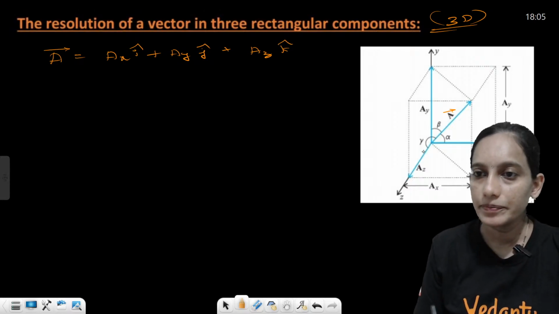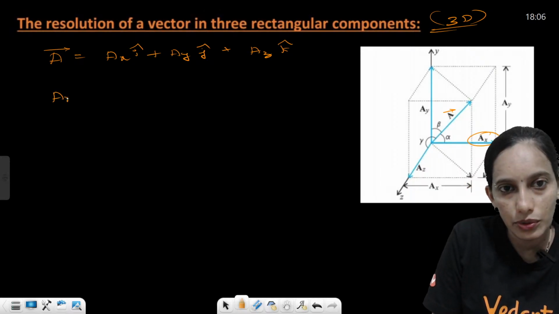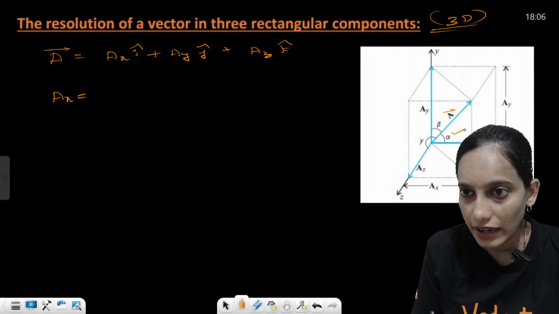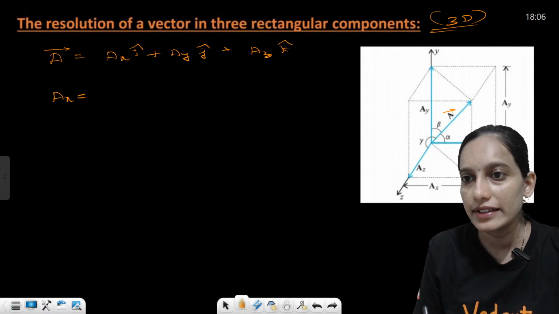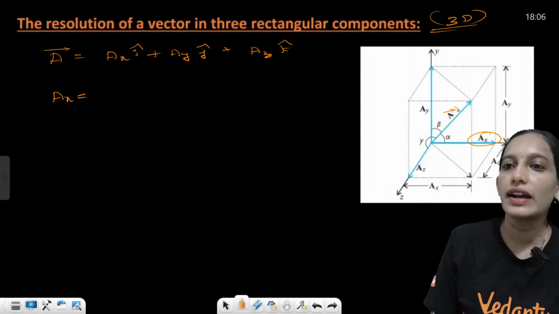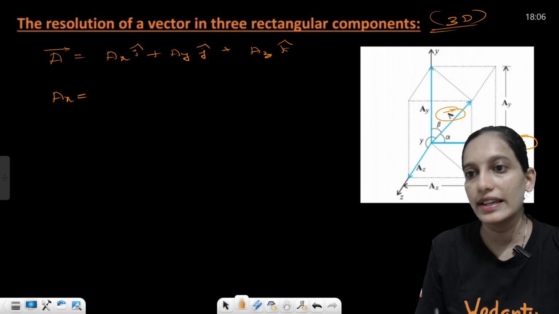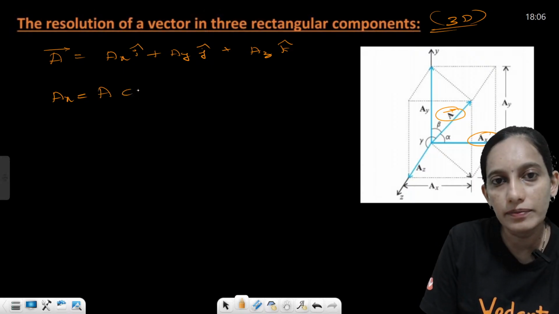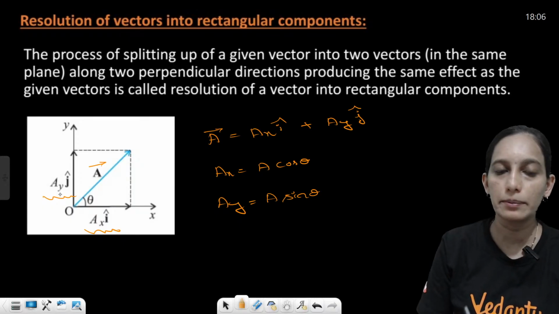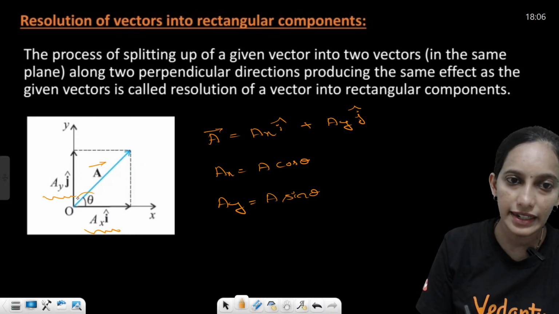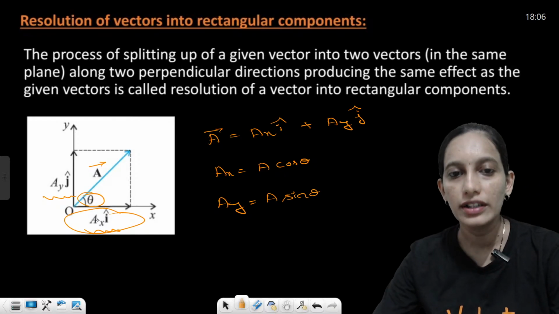So what is ax? Observe here, alpha is the angle made by the vector A with respect to the x-axis. So ax can be written as a cos alpha. This is just like your previous two-dimensional representation. The side attached to theta will always be the cos component, so cos theta comes.